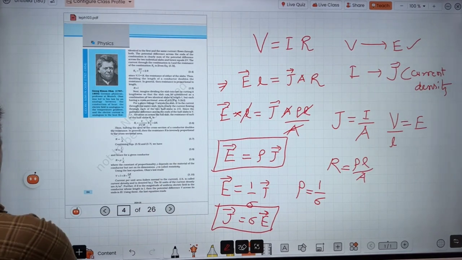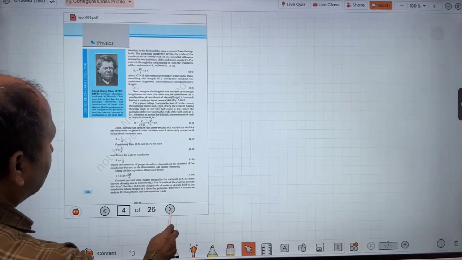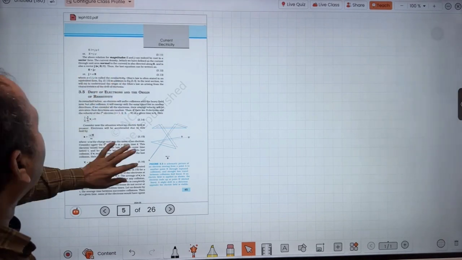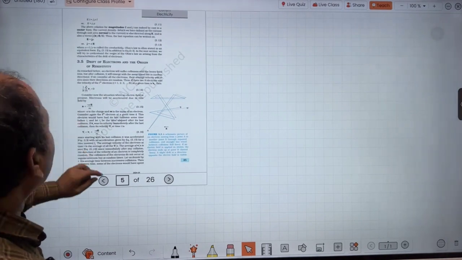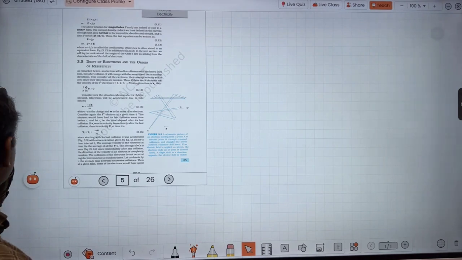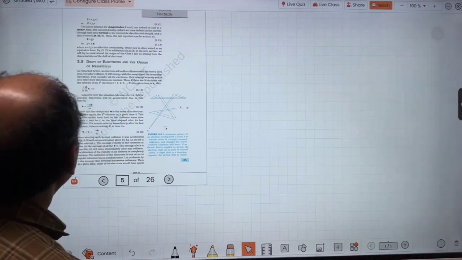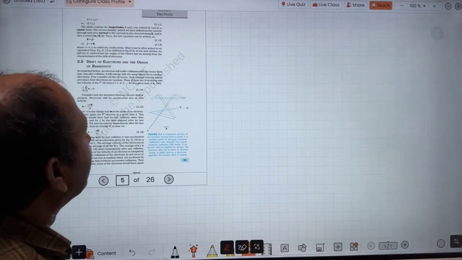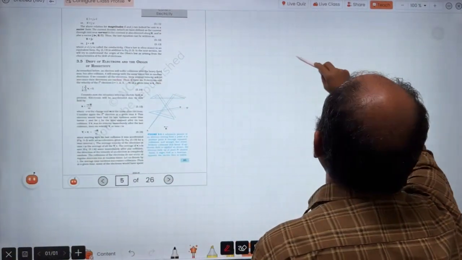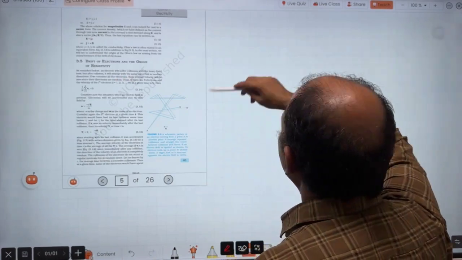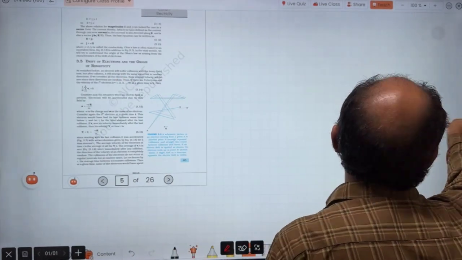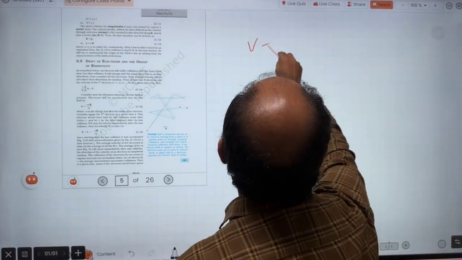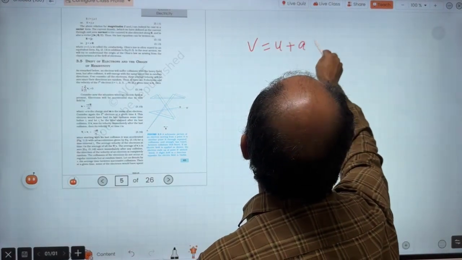So I think you have understood. The same thing is given here, so there is no problem. Now we are going to consider what drift speed is. Drift speed means when electrons move, they collide with different ions, and we calculate the average speed. So for that we apply V equal to U plus AT.